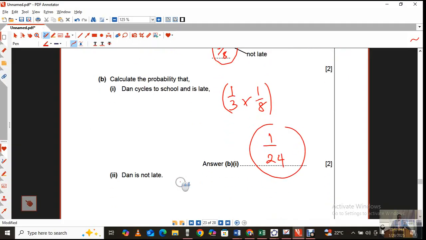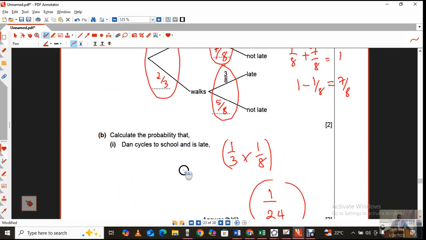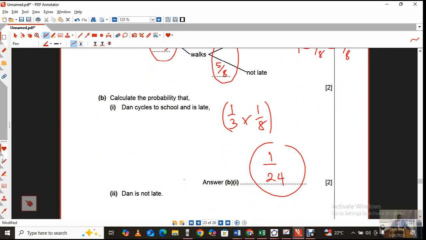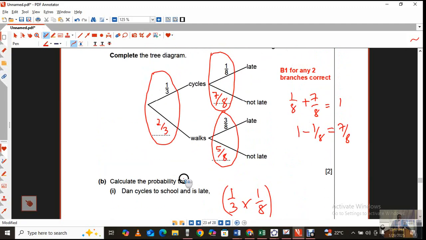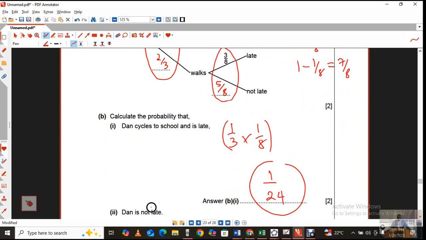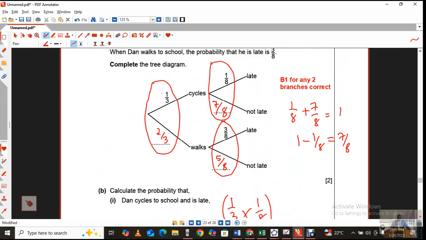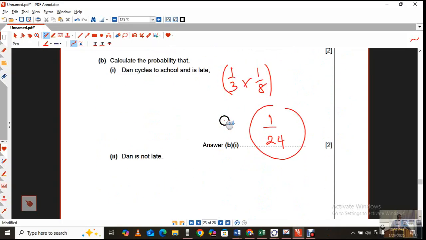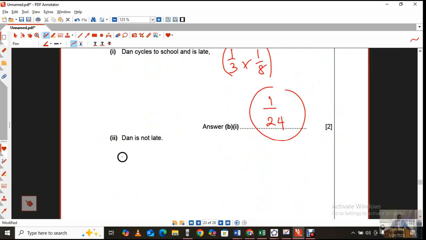Then they say, calculate the probability that Dan is not late. Now, if he's not late, so let us see, that means he can be either late, but he's not late. Hope you're not confused. So probability that he's not late. Not late would be cycle, not late. So we go 1 over 3 times 7 over 8. Let me just write that one down for now. Okay, 1 over 3 times 7 over 8.